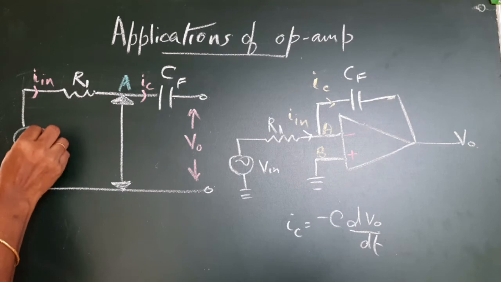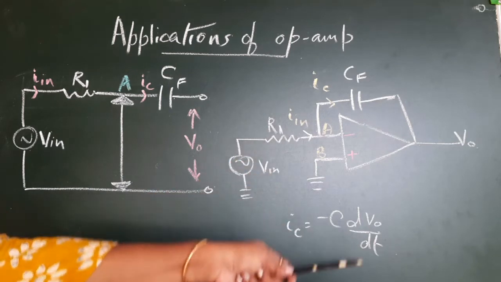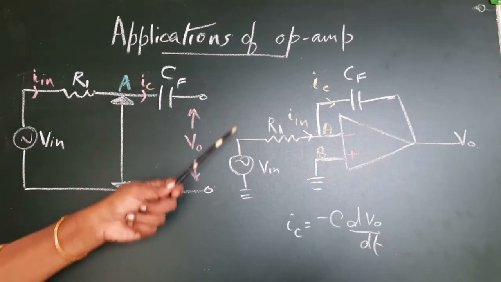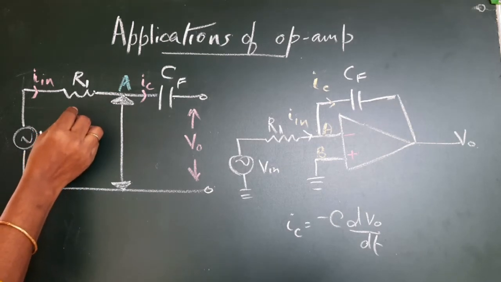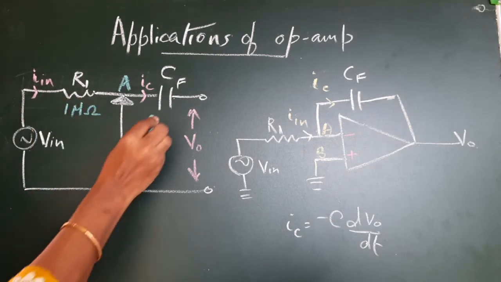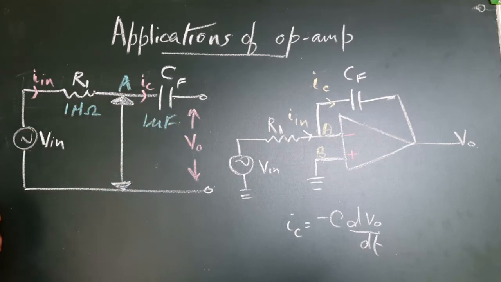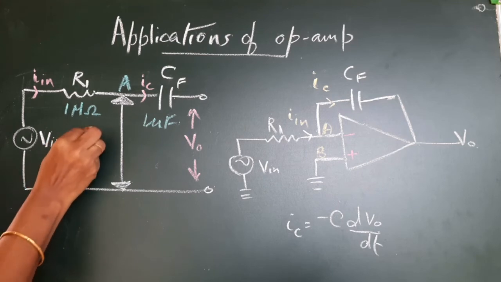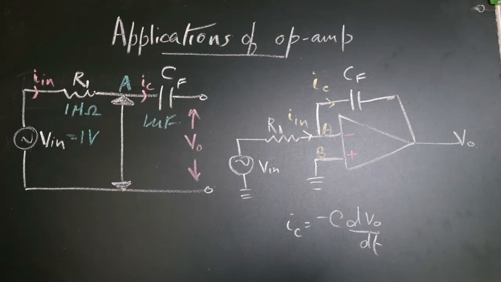This is the input V in, and this is the output V out. So the equivalent circuit of this integrator can be drawn like this. Now let us do a numerical problem. If our R is 1 megaohm, the capacitor is 1 microfarad, and our input voltage is equal to 1 volt, let us see what our output voltage will be.